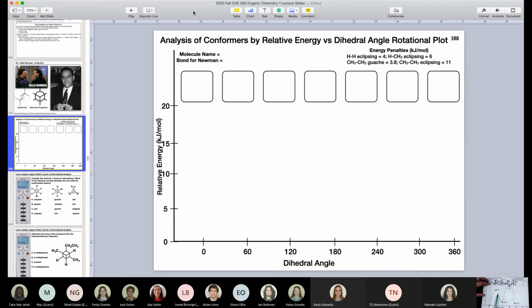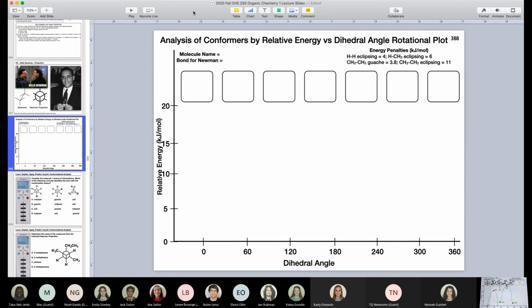But what this is telling you, when you look at these points, you can draw these lines and look at energy differences and say, okay, between this eclipsed and that eclipsed, that one's 3 kilojoules per mole higher in energy than this one due to this interaction specifically. Or if you're looking from the baseline, 0 to 3.8, you're paying that energy penalty for the gauche interaction.